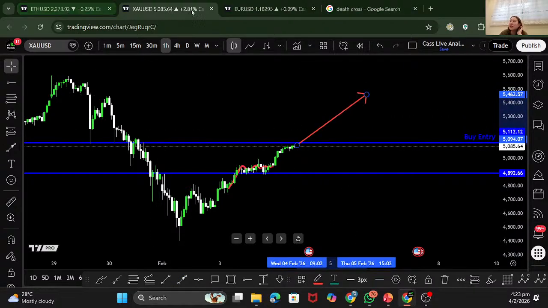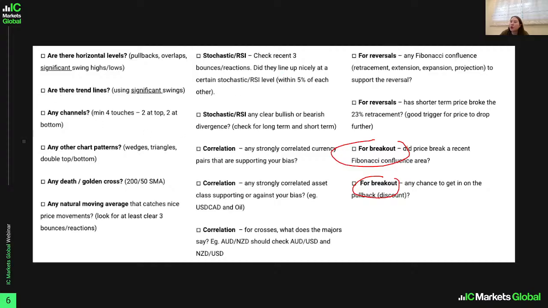So the direction is clear. Direction for gold is clear. I'm definitely biased that it's going in an uptrend. The question now is where is it going to go on the uptrend to? Where do I enter for my buy? That is the biggest question I need to ask myself. I know it's going up, but where do I enter for the buy?